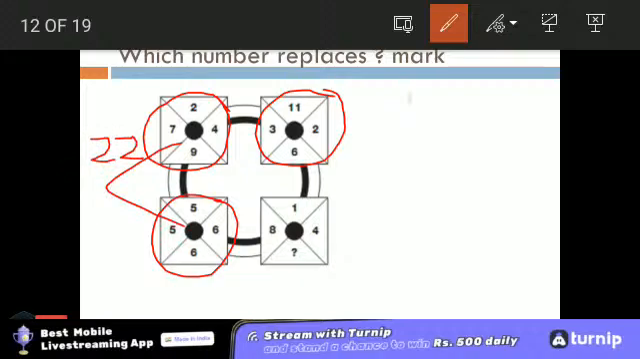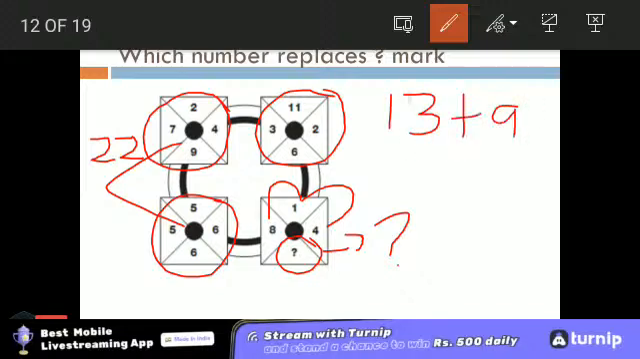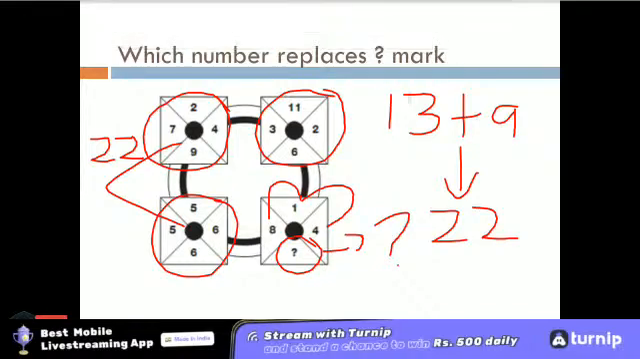So what number will replace the question mark? See, 8 plus 1, 9, 9 and 4, 13, and what we will add? We will add 9. So 13 plus 9 is giving us what? It is giving us 22. So which number is replacing the question mark? The number replaced is none other than 9. So you just need to be practical and think what the question is saying.